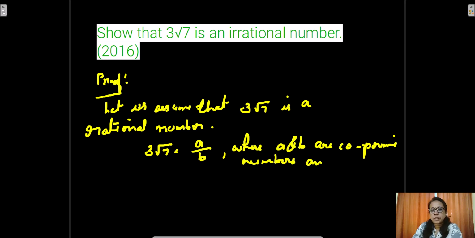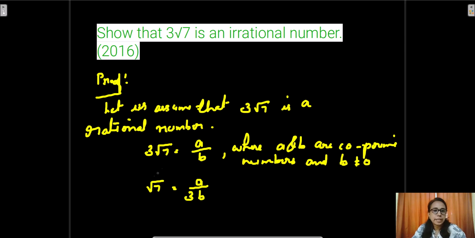And one more condition, otherwise you will not get full marks, children. And b is not equal to 0, because it's a rational number. Right? Now you see, 3 root 7 is equal to a by b. Now, like the previous question, we can write root 7 is equal to a upon 3b. Did you understand?